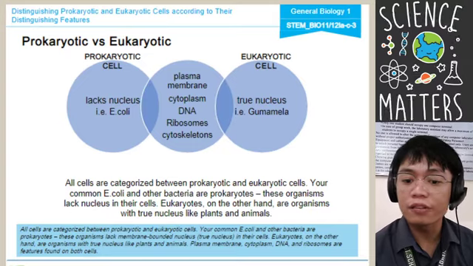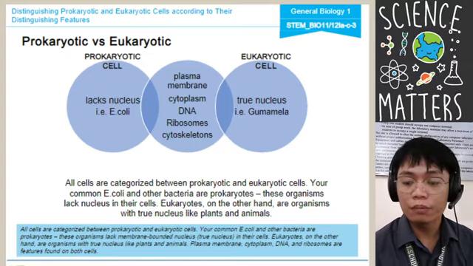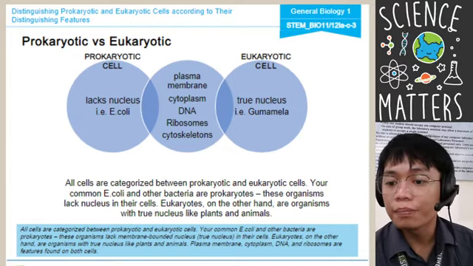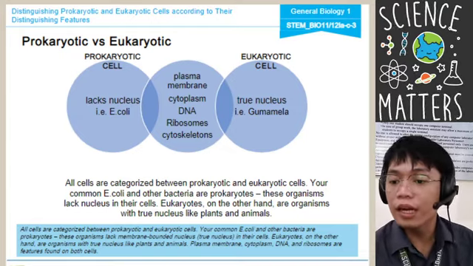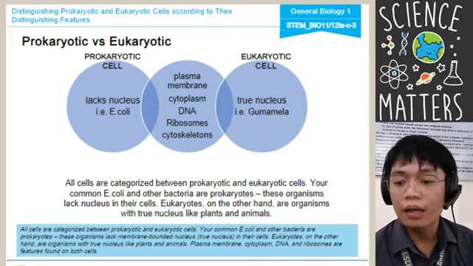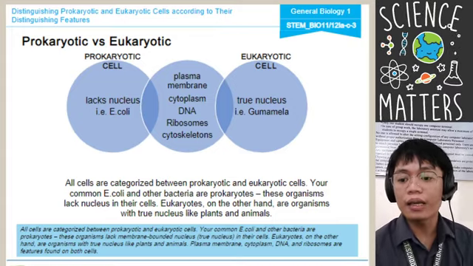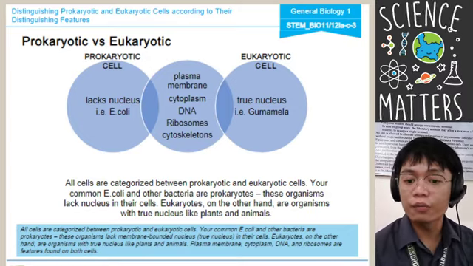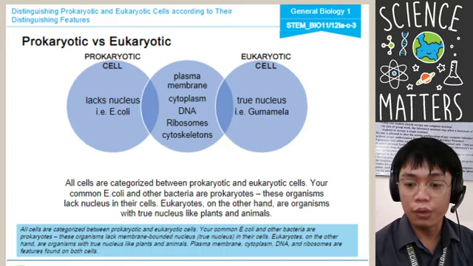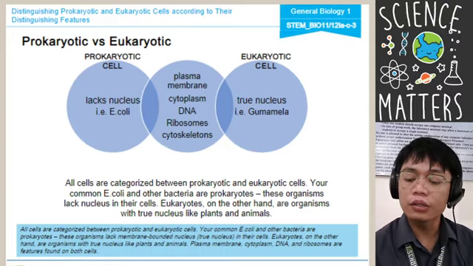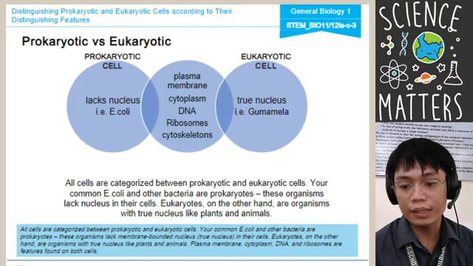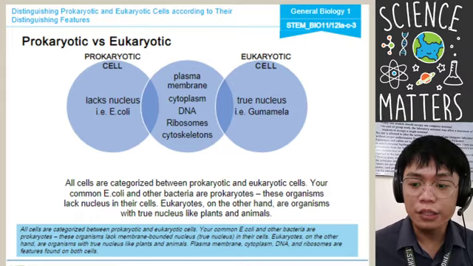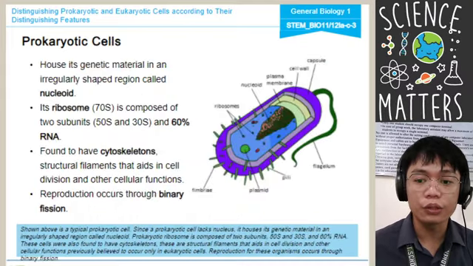For the similarities of both cells, they have plasma membrane, they have cytoplasm, they both have DNA, they have ribosomes and the cytoskeleton, which serves as a framework of their structure. So all cells are categorized between prokaryotic and eukaryotic cells. So these are the main differences between the prokaryotic and the eukaryotic cell.